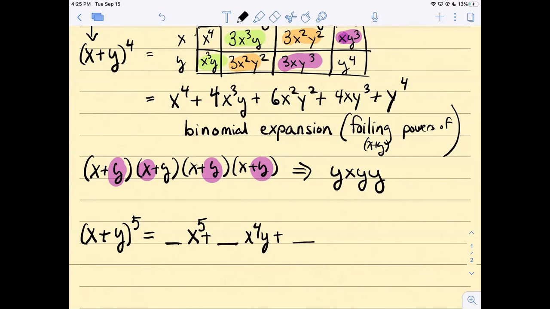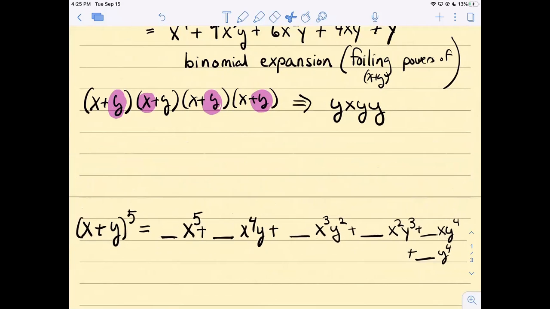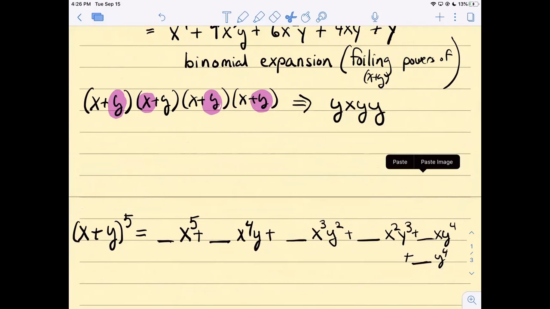Or I can have 3 x's and 2 y's. So I'm just counting down from my exponent. Or I can have 2 x's and 3 y's, but they always have to have 5 letters. Two to go: 1 x and 4 y's, and the last one is y to the 4th. So now we know why there's certain types of terms.